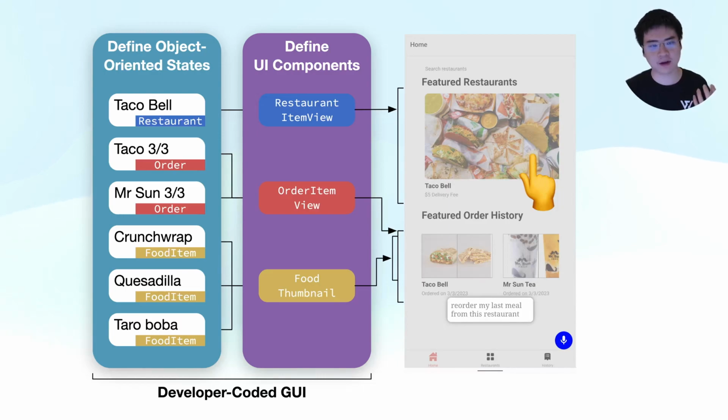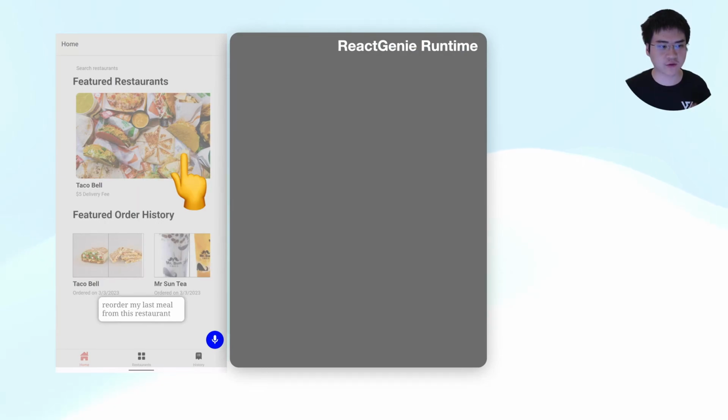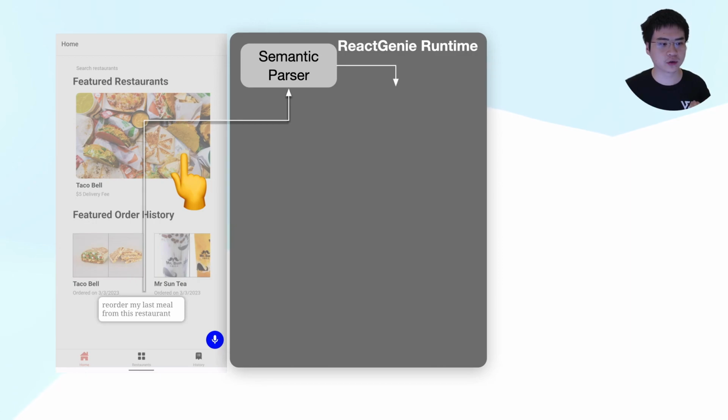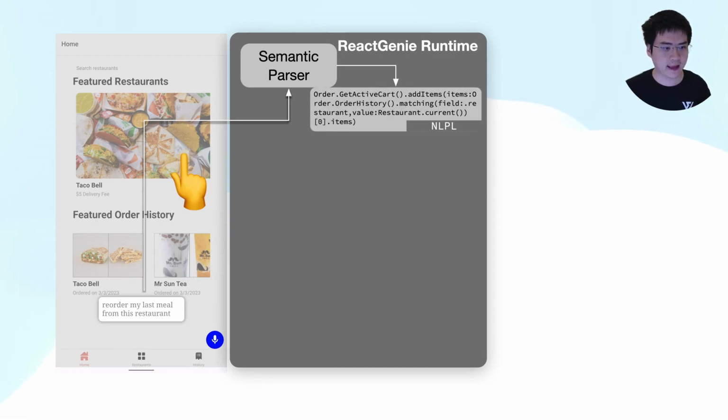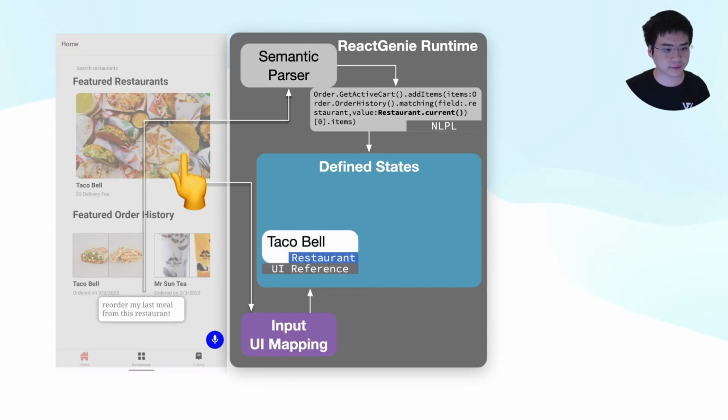So the user taps on a restaurant and says, "reorder my last meal." What will happen is ReactGenie will first use this natural language parser to translate the user's voice command to ReactGenie's domain-specific language, NLPL. However, here we do not yet know which restaurant the user is referring to. Therefore, ReactGenie first reads the tap point from the UI and uses the developer's UI component code to map the tap point back to a state object. And now ReactGenie can execute the DSL.